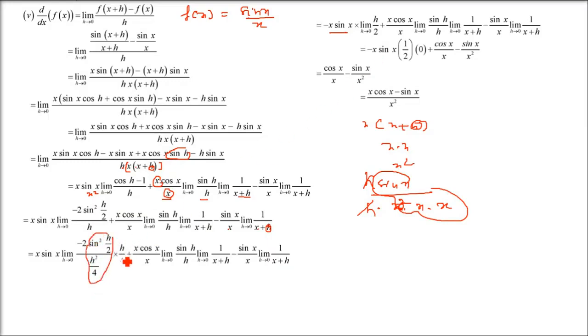So when we apply the limit, this h will make the first term 0. X sin has already x square in the denominator, but you don't have to worry about that. Why? Because h is already there. This whole term is going to be 0.